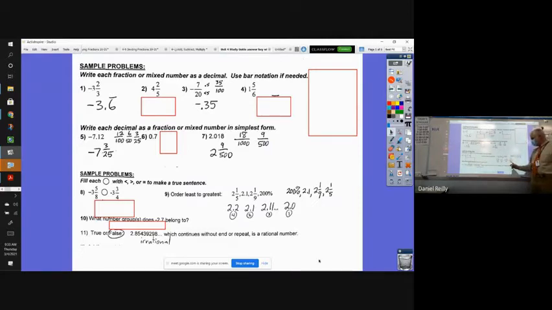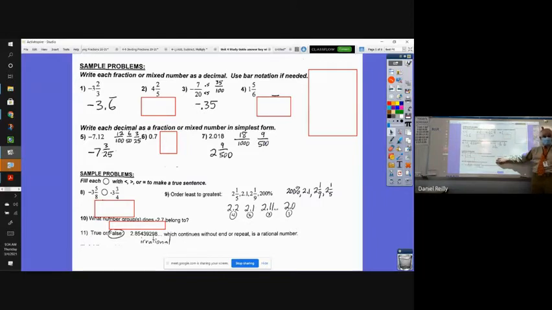200% is 2. 2 1/5 is 2.2. 2.1 is already a decimal. 2 1/9 is 2.111111. Do not write a repeating bar in this work. That does not help you determine which of these is bigger. If you have a repeating decimal here, write out some of the digits of that decimal. That's how you compare 2 1/9 to 2.1.